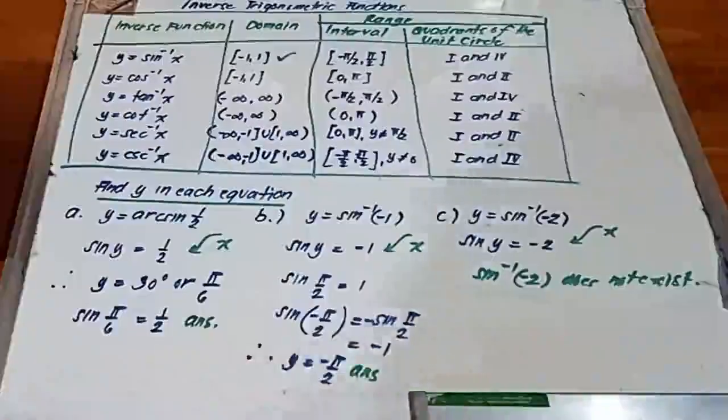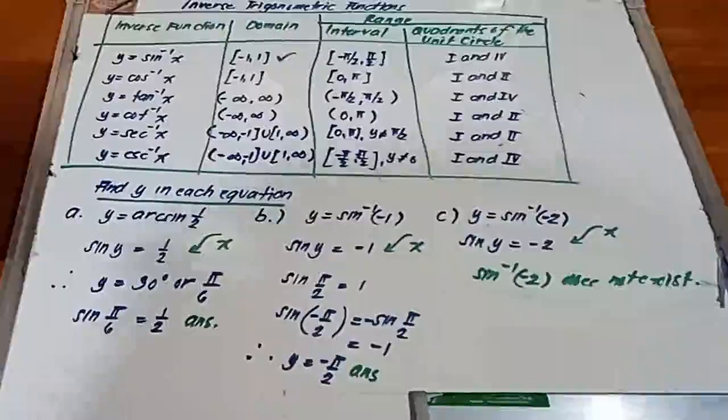Okay? So, yun ang ating sagot doon sa ating examples A, B, and C in finding the value of y given yung ating inverse trigonometric function. In my next video, I'm going to give you another examples. This time naman, this is inverse of cosine function. Thank you.